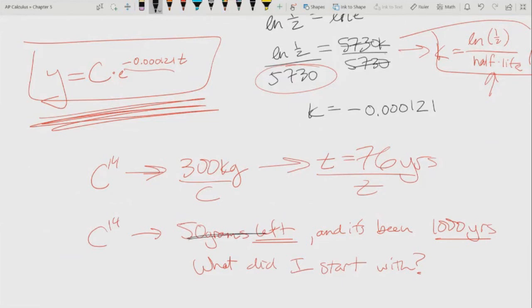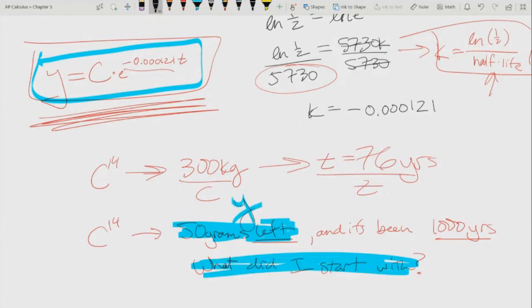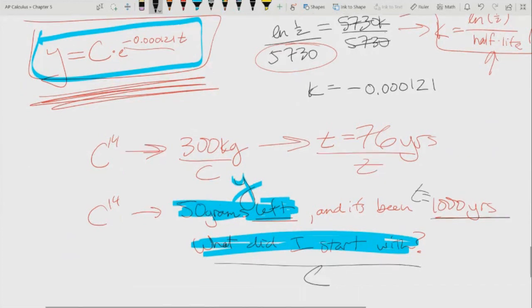So I have this much. Whoops, I didn't want to cross that out. I've got this much left. So 50 grams left. So that's not my C anymore. What would that represent in this context? Going up to this formula up here, 50 grams would go where? Y, C, E, T? Y. Yeah, it'd be our Y. And what did I start with? What's that represent? This is our Y. What's C? Yeah, this is our C. And of course, 1,000 years, that's our T.